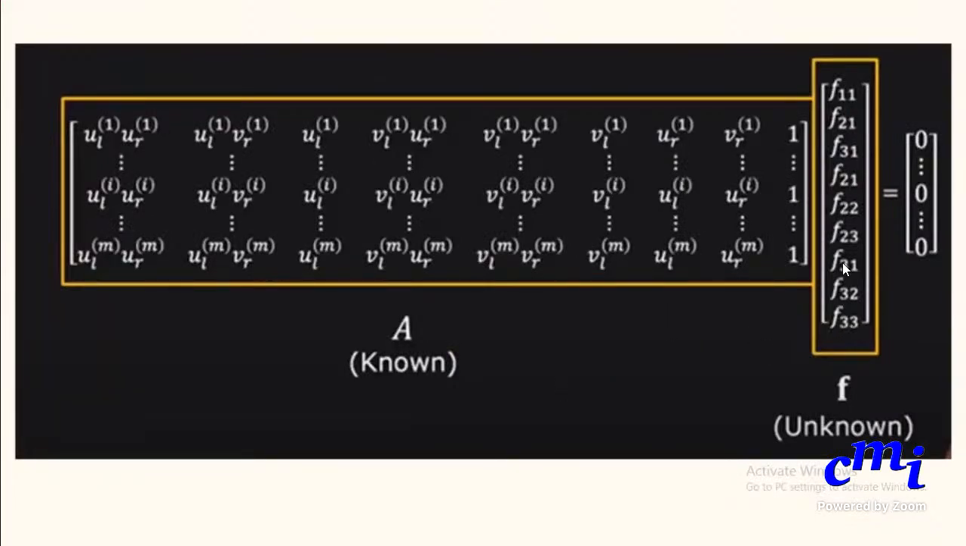Like we'll be rewriting this equation, and we know that this particular nine dimensional vector is unknown to us, and A is known to us because we have the (UL, VL) and (UR, VR) coordinates for each.